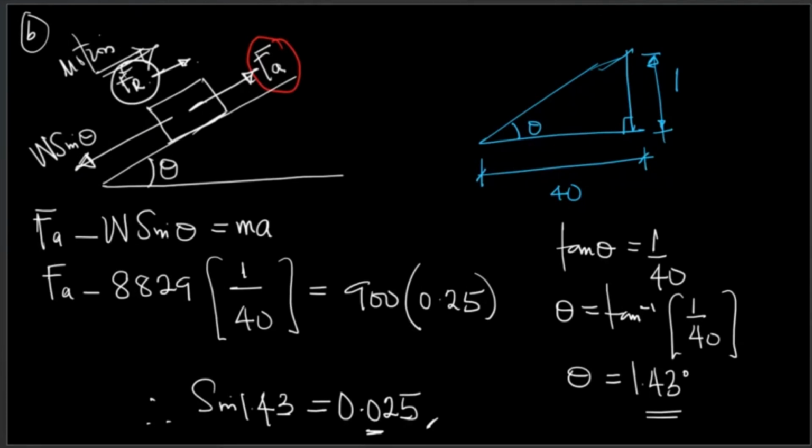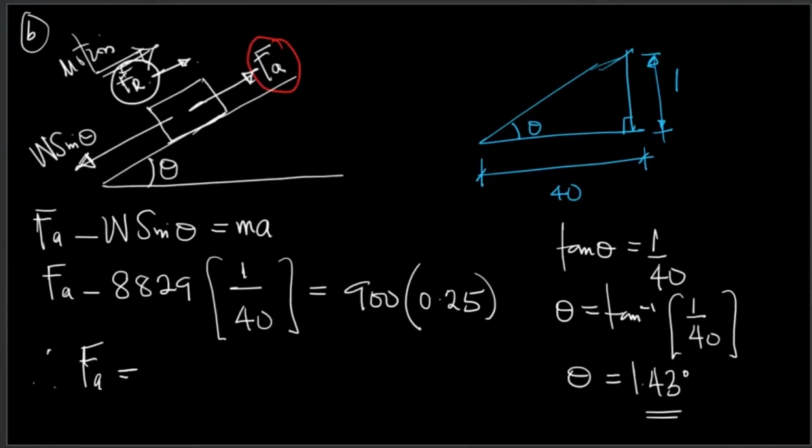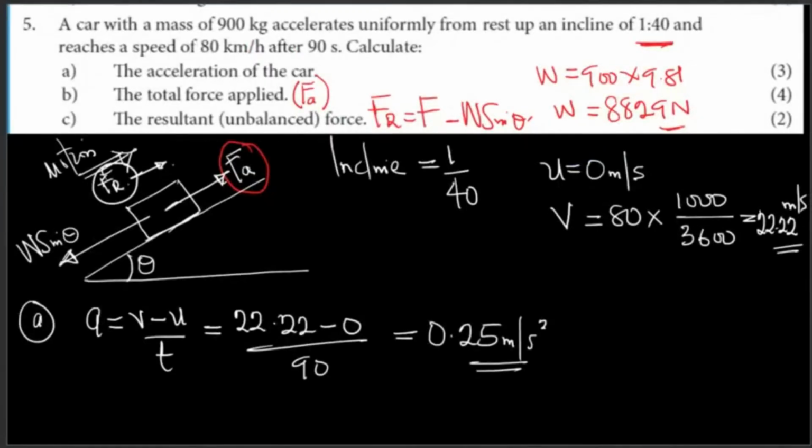So I'm just going to clean this. So what's the total force applied? We just need to simplify this. We divide 8829 by 40, and then we subtract 900 times 0.25 minus what you get. So what's going to be the applied force when you compute it in this way? Maybe you can punch the calculator again. 445 point what? 725. Let's say 0.73 newton. That's the answer. The last part there is the resultant force.